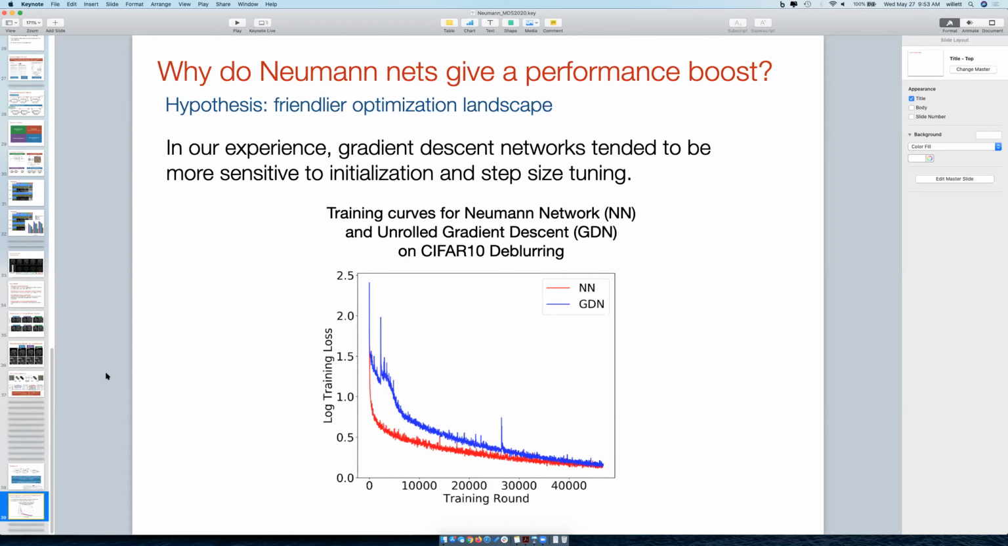Hi. I have a question about the parameter eta. What's the role of the parameter eta in Neumann nets?